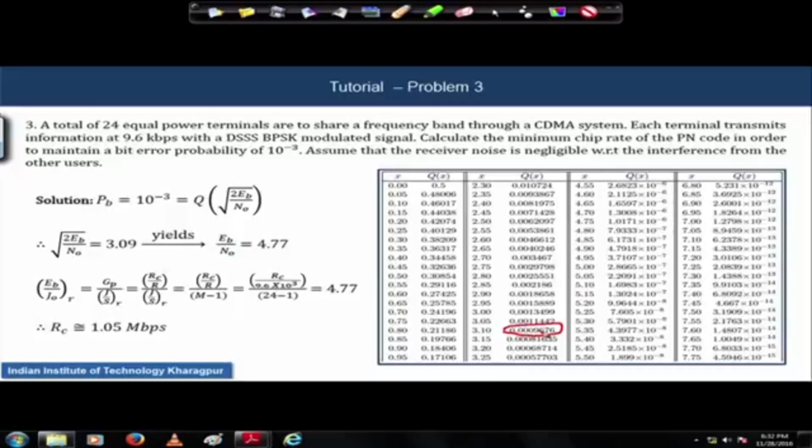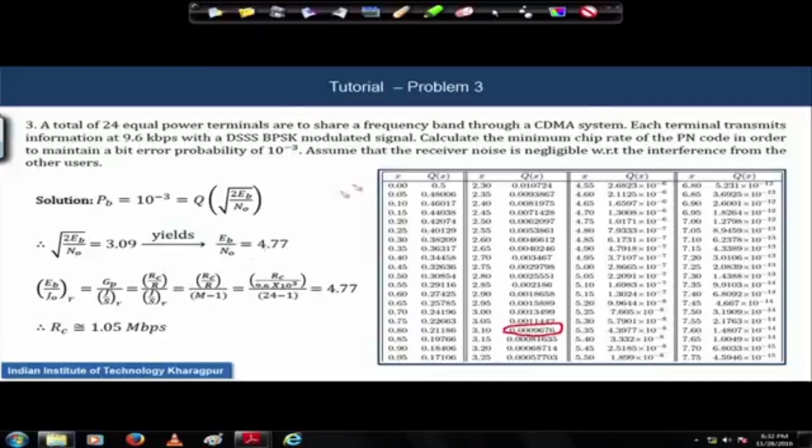This is almost 0.0001, or rather 0.001, I am sorry. So presumably the value is just before this 3.10, an argument of 3.10. So the precise value of x, or √2 EB by N0 in this case, is 3.09, and this can give you the value of EB by N0, which is 4.77.